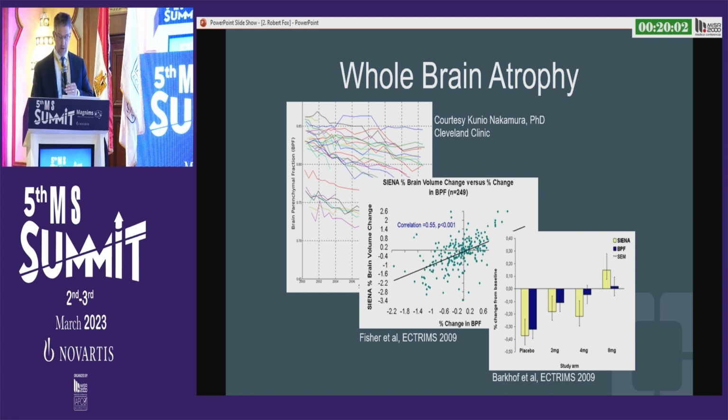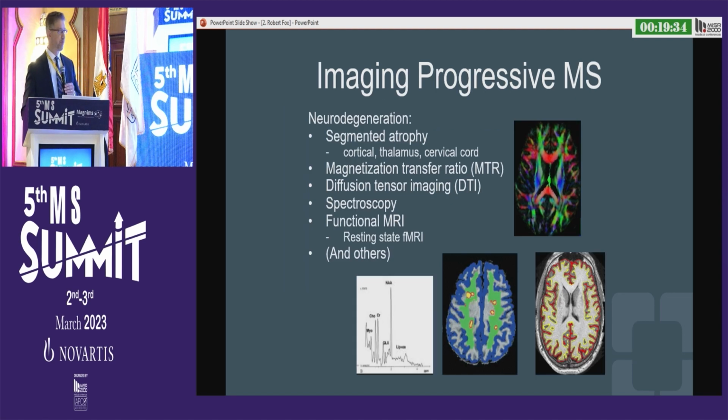In the 8 milligram group, SIENA showed an increased brain atrophy where BPF showed not much at all. Here, the 4 milligram group, SIENA showed a decrease in brain volume where the BPF didn't show much change. The placebo showed a decline in both. You can see there are quite different results. Same MRIs, same patients, same trials, just a different measurement stick for how brain atrophy was measured.